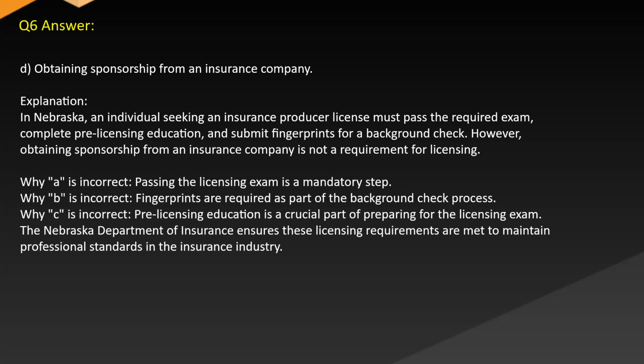Why A is incorrect: passing the licensing exam is a mandatory step. Why B is incorrect: fingerprints are required as part of the background check process. Why C is incorrect: pre-licensing education is a crucial part of preparing for the licensing exam. The Nebraska Department of Insurance ensures these licensing requirements are met to maintain professional standards in the insurance industry.